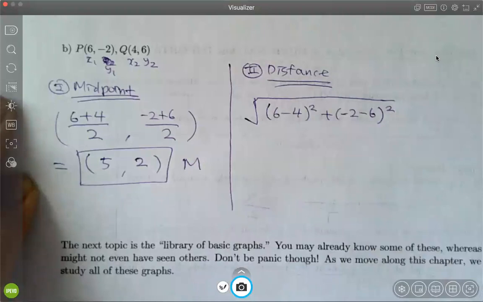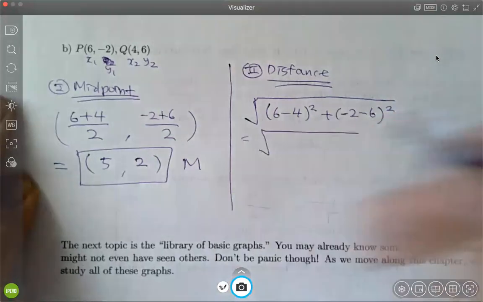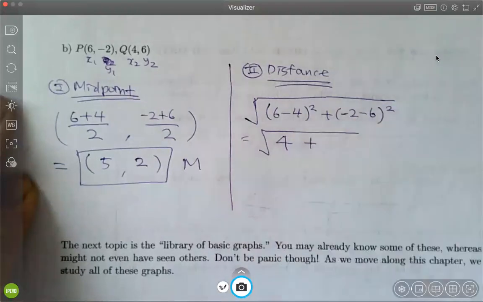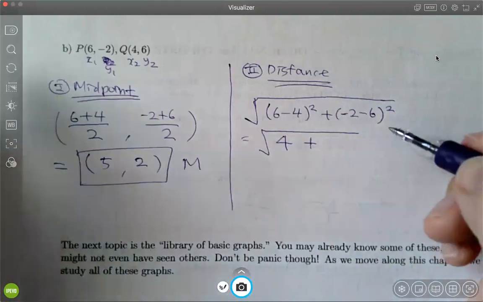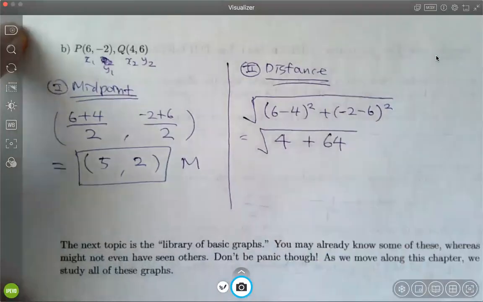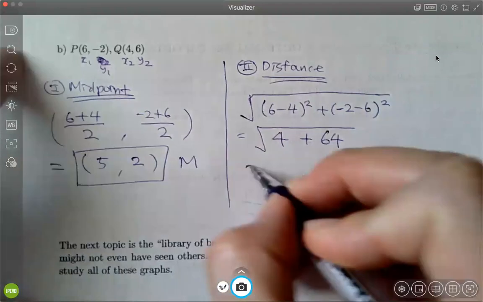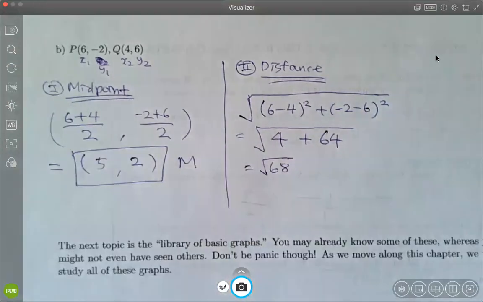Okay, so now simplify. So that's 2 squared, so that means 4, right? And then plus negative 2 minus 6 is negative 8, and then you square it. So what does that mean? 64, right? Okay, so we have square root of 68. Can we simplify this or are we done? We're done.